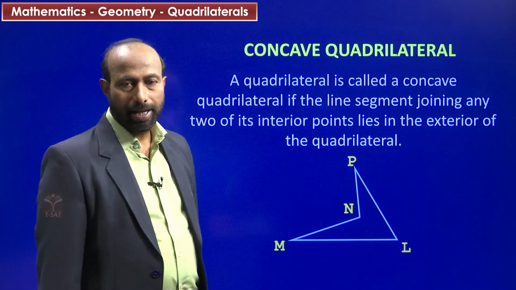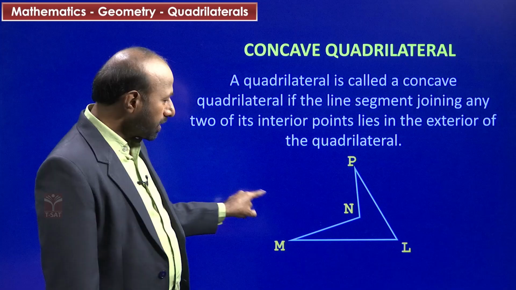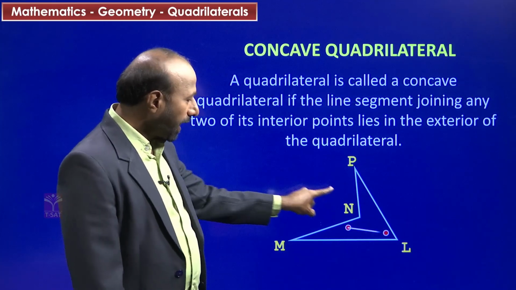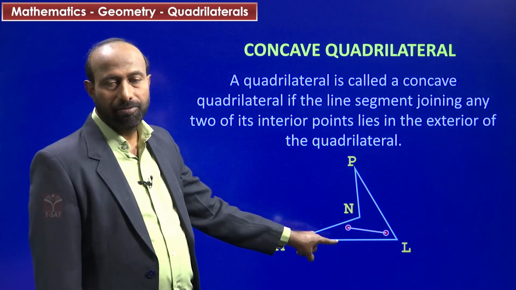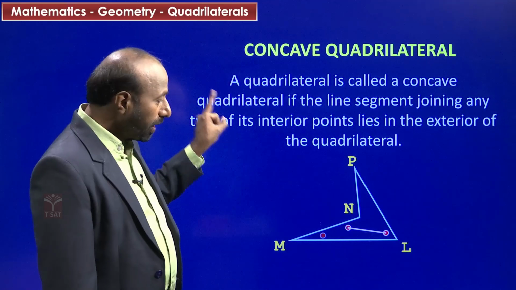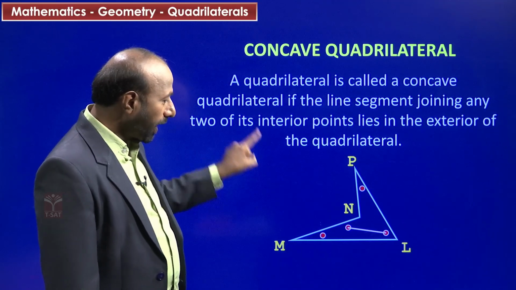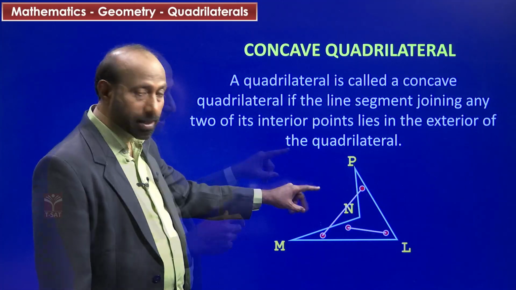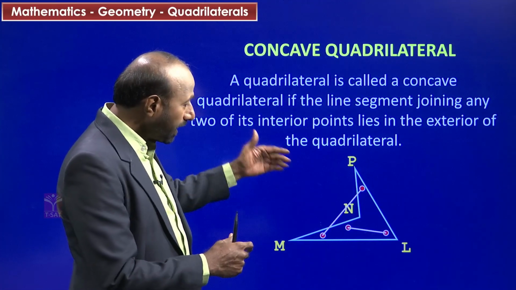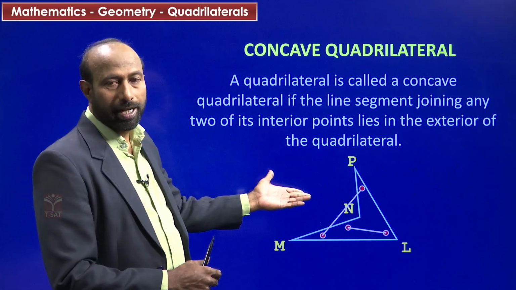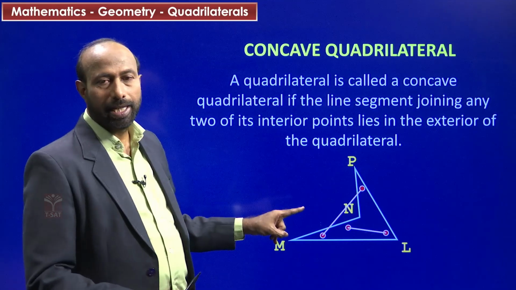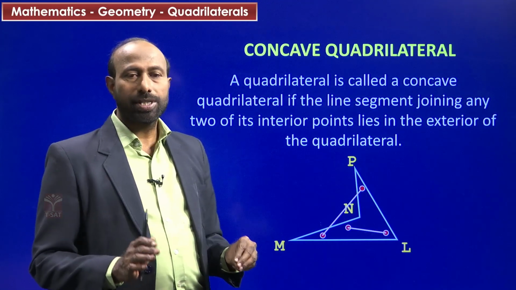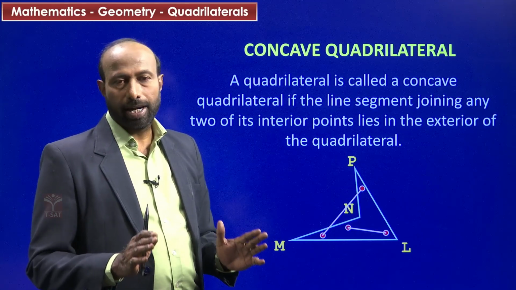PNML is a quadrilateral. If we take these 2 points, the line joining these 2 points entirely lies within the quadrilateral, but if we take these 2 points, some part of the line segment joining them lies outside the quadrilateral. That is why this is a concave quadrilateral. Usually we study only convex quadrilaterals.